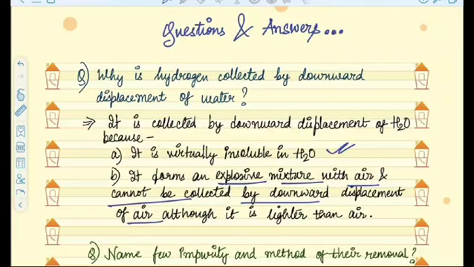Why are we using water? Why not normal air displacement? Because there will be some explosive reaction with air. Although hydrogen is lighter than air, lighter means it will be going up, and air, being denser, is going to come down. But it cannot be used because of the explosion.